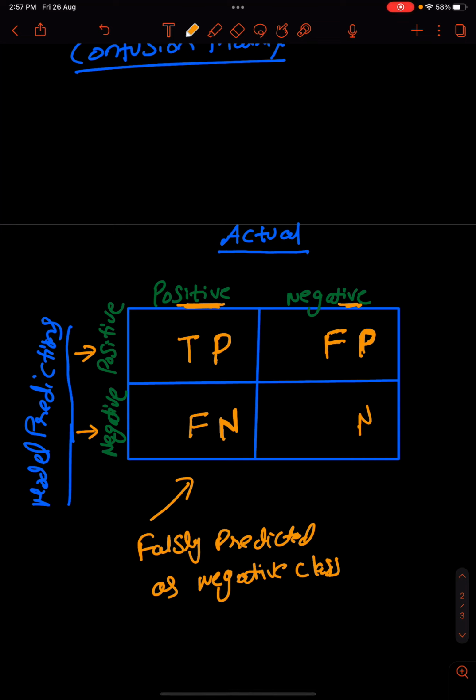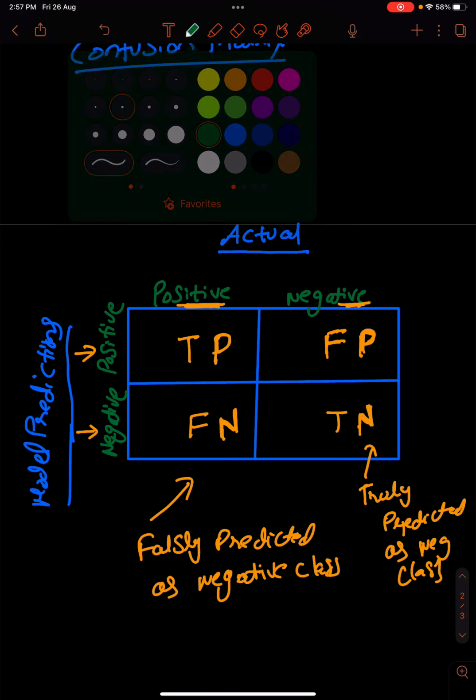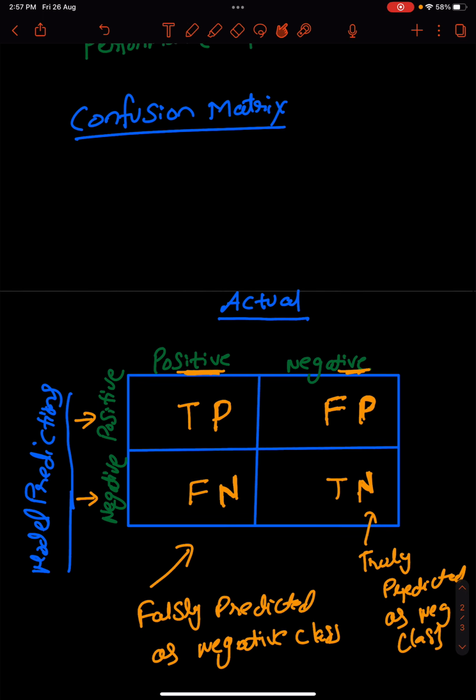Okay, that is understanding. Now let us try to look at this. There are some records which were predicted as negative and they were negative. So these records belong to true negative. They are truly classified or truly predicted as negative class, right? This is what that means. Truly predicted as negative class. That's the meaning. So this is what I call a confusion matrix. This is what is called a confusion matrix.